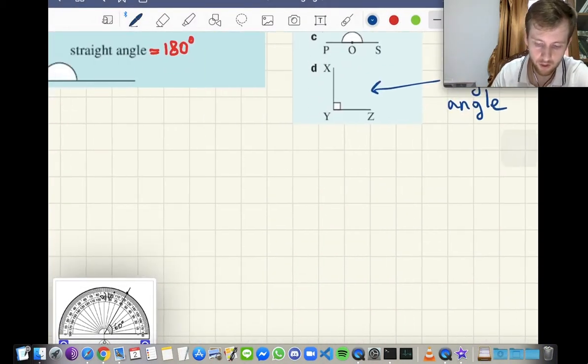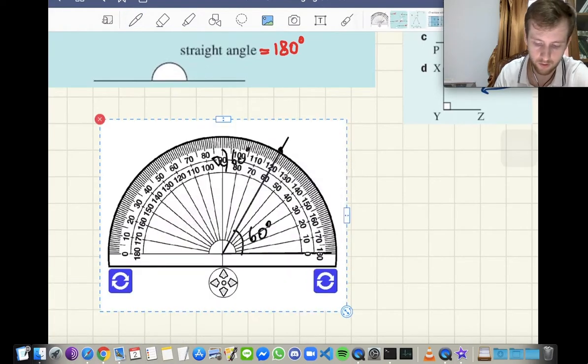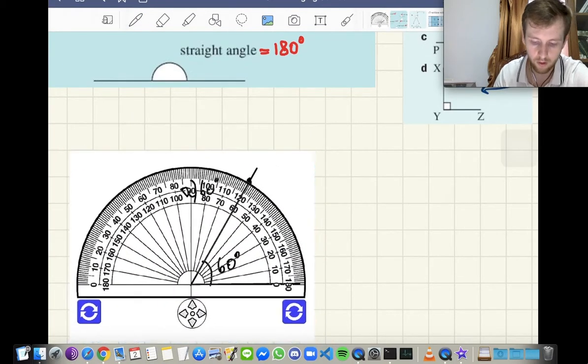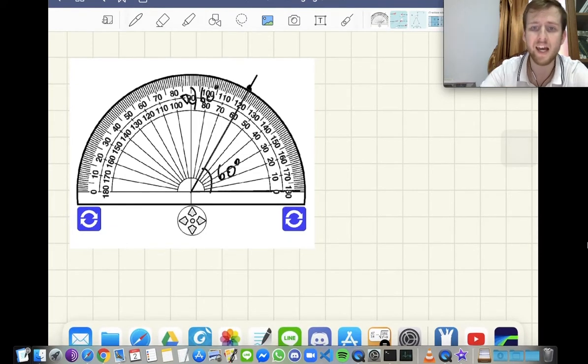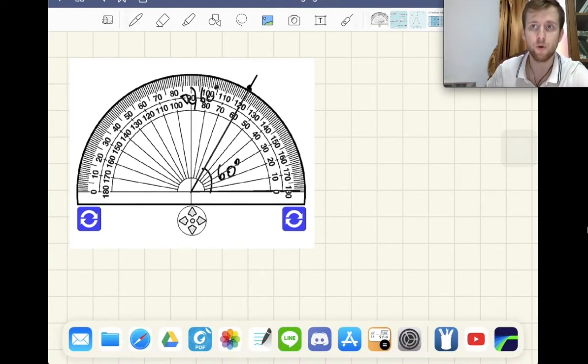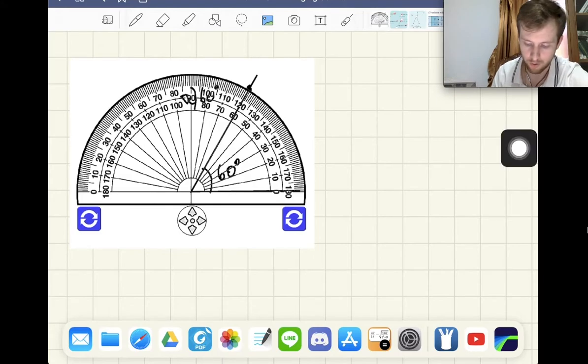And next, let's try something more complicated. So it gets complicated when you have to draw reflex angles. That is a little bit complicated, so I'll try to show you how to do that.